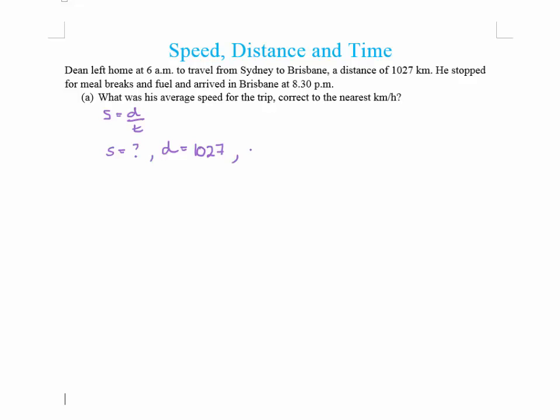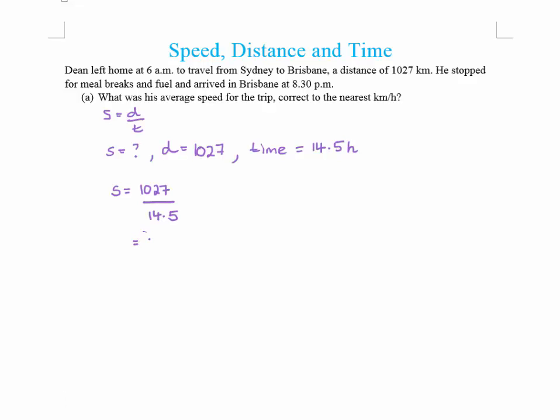And the time, well, I left at 6 a.m. and then I arrived at 8:30 p.m. And the difference in time there is 14 and a half hours. I'll write that as 14.5. So now I've got my formula. Speed equals distance over time. So speed equals 1,027 over 14.5. And you would pick up your calculators and see if you can get an answer before me.